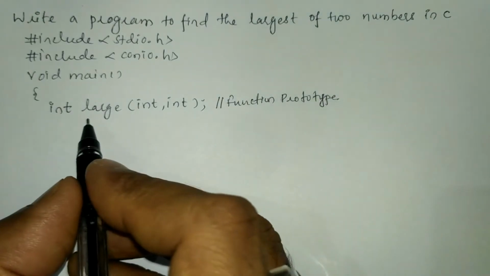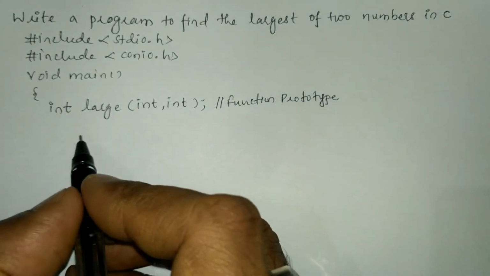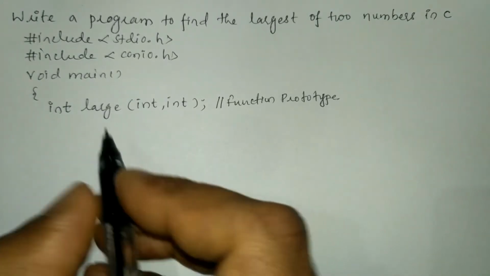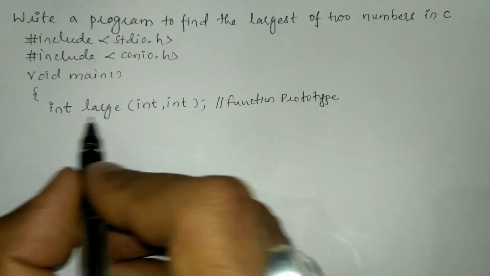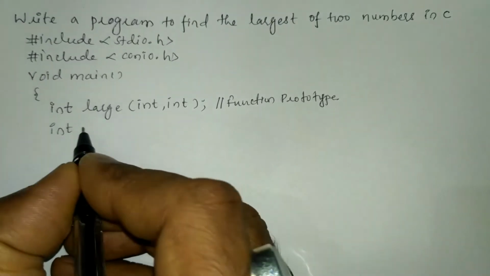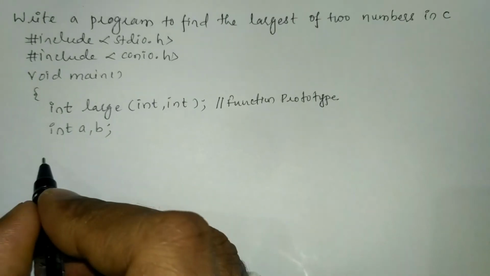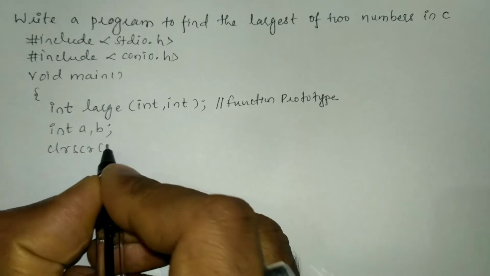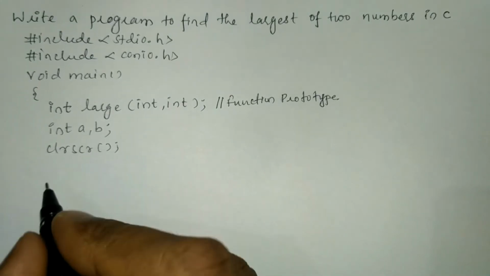So how exactly we declare all the variables before using them in the program? In the same way, we are going to declare the function first. And now let us declare the two variables of type integer, a and b. clrscr is the function which is used to clear the screen.